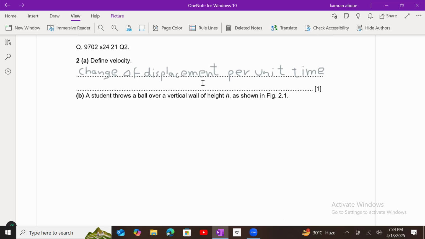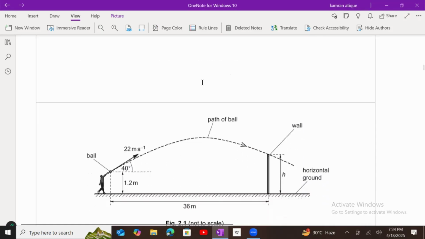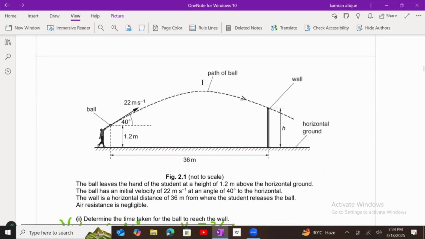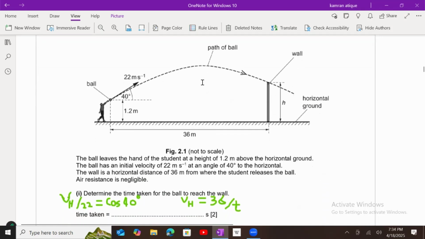The next part is: a student throws a ball over a vertical wall of height h as shown in figure 2.1. So once again, you can see that our today's question involves the movement or the displacement in 2 directions. As you can clearly see from this diagram, the ball is thrown by making an angle of 40 degrees with the horizontal.